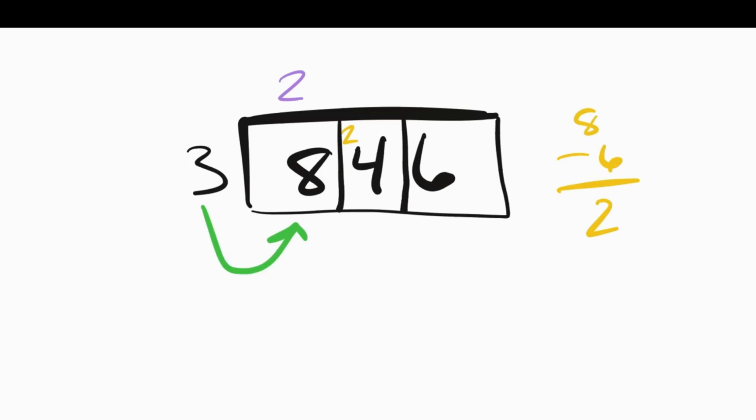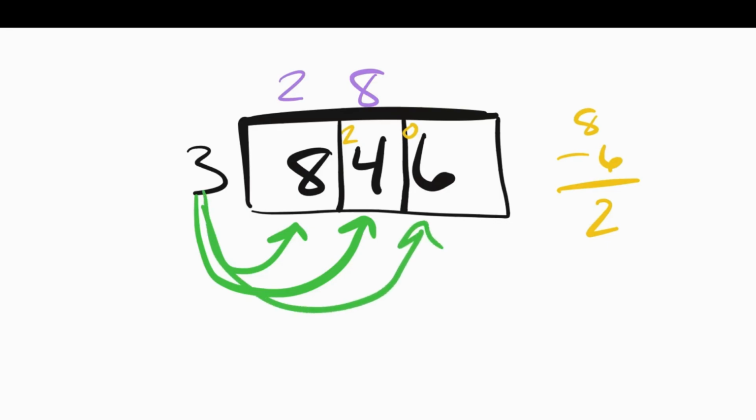So now 3 hops into 24, hops in 8 times, okay, and 8 times 3 is 24. They wanted 24, we gave them 24, there's nothing remaining. So this one's going to be a 0 next to the 6. Now the last step is 3 into 6. 3 hops into 6 2 times, perfectly. Nothing remaining, so it goes in 2 times. 846 divided by 3 is 282.